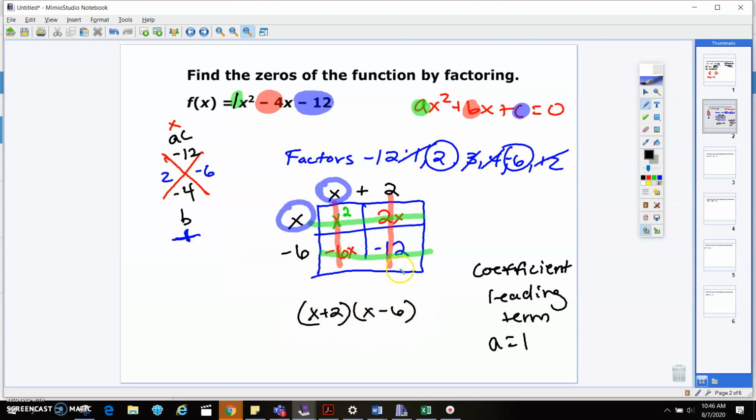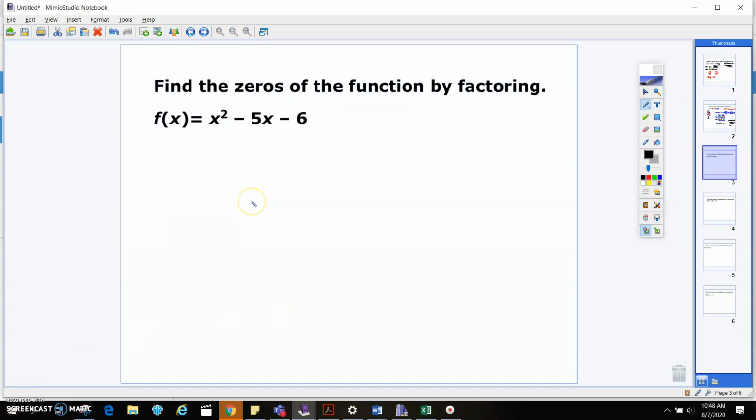But if A does not equal 1, you are going to have to do the box method. All right, so go ahead and take a moment and try this one on your own. And then you're going to check your work in about 5 seconds. So go ahead and pause this video and then check your work.